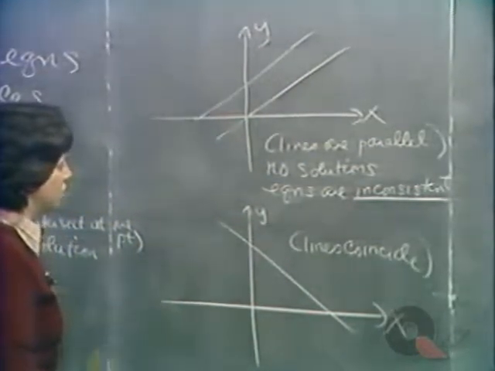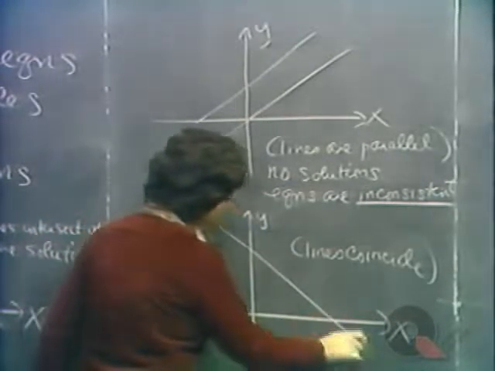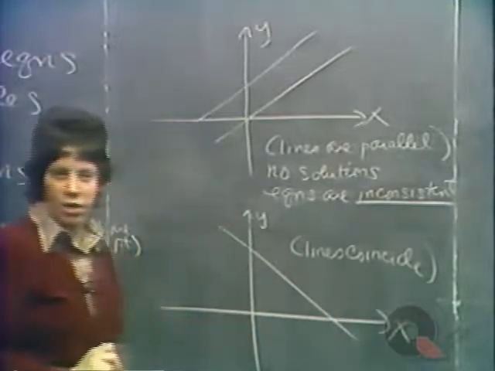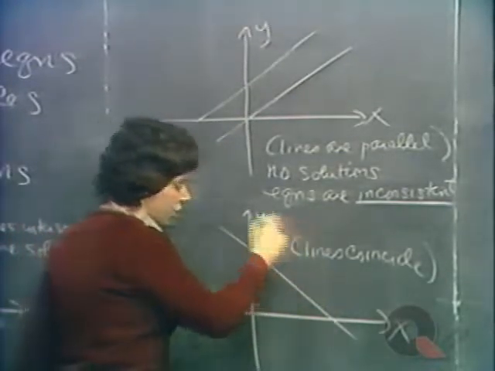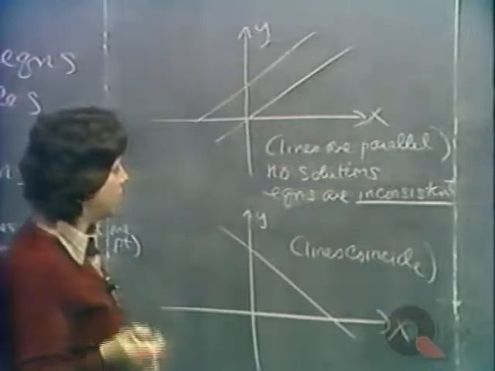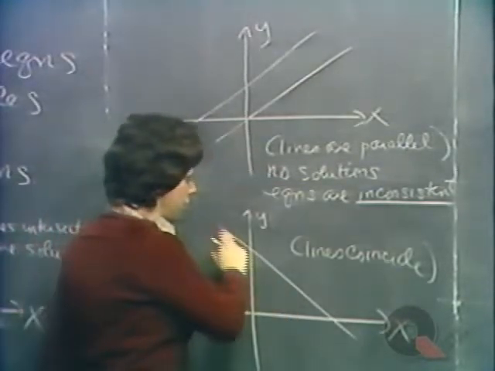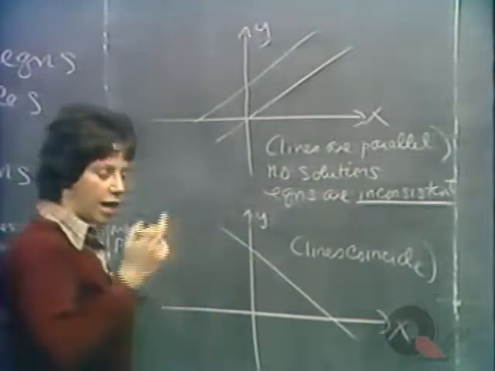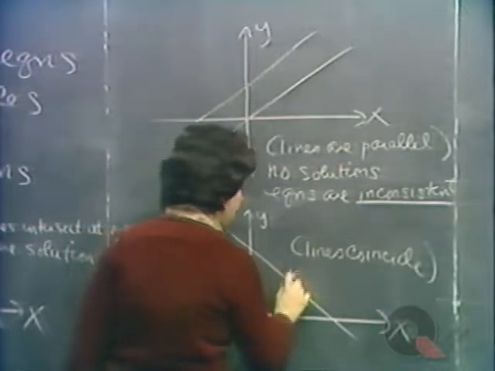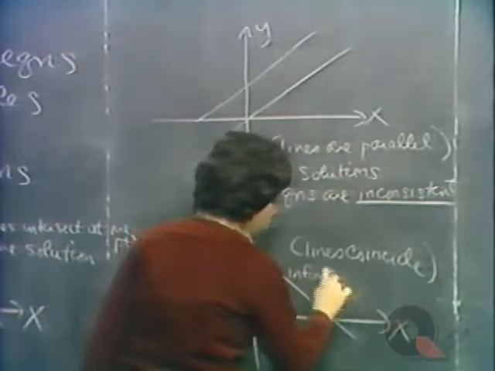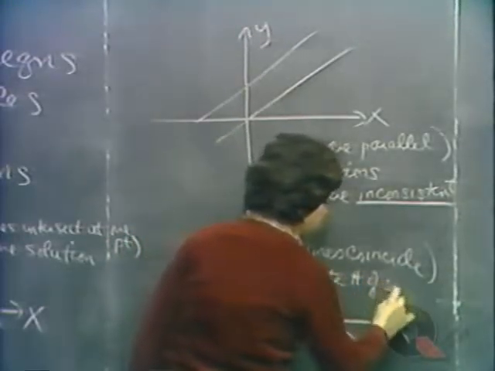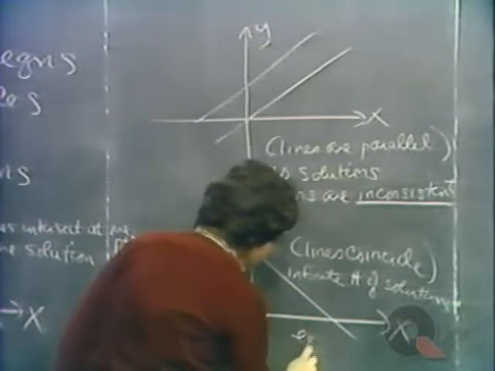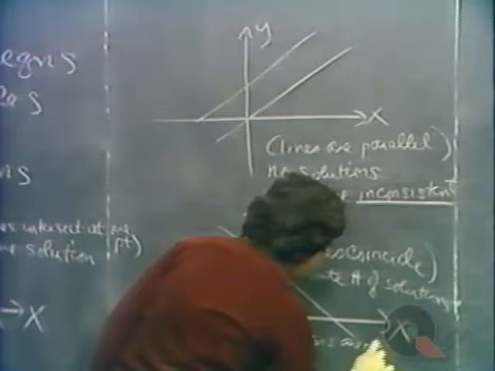The lines coincide. In such a case, since both lines fall on top of each other, every point on one line is also on the other line, and we have an infinite number of solutions. There are infinitely many points on the line, and any point on the line, of course, satisfies both equations, so we have an infinite number of solutions. In such a case, we say that the equations are dependent.